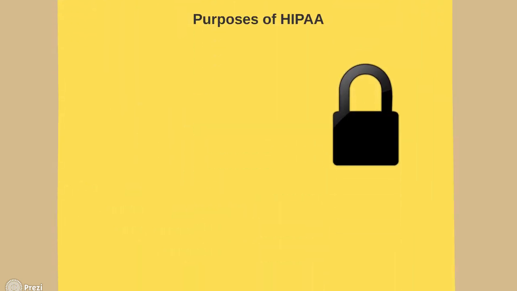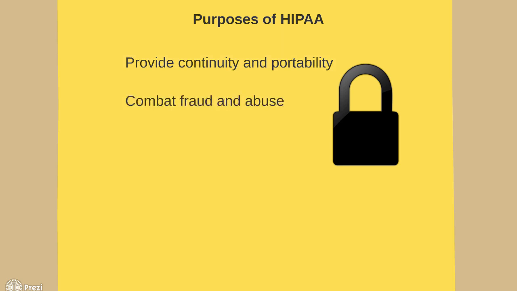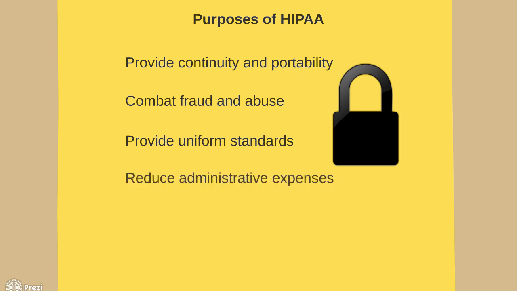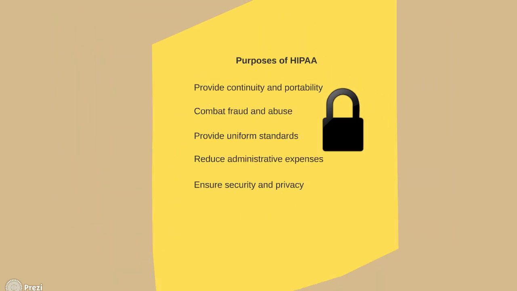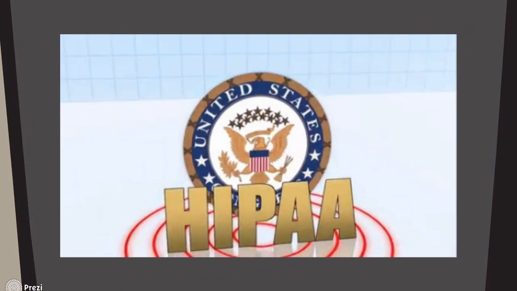There are 5 main purposes of HIPAA: to provide continuity and portability, to combat fraud and abuse, to provide uniform standards, to reduce administrative expenses, and to ensure security and privacy. Now we will take a look at a quick overview video of HIPAA.